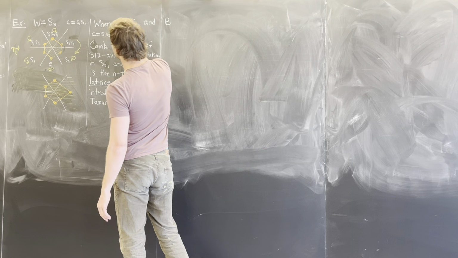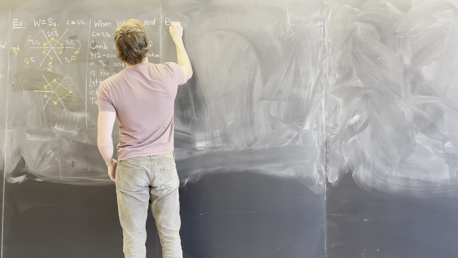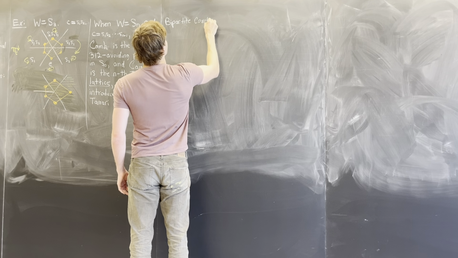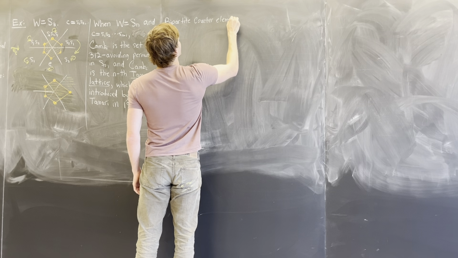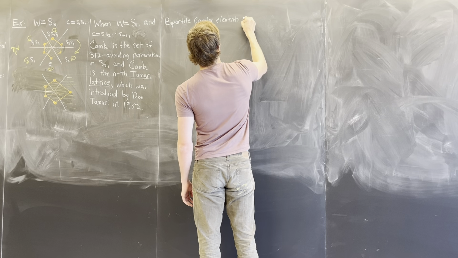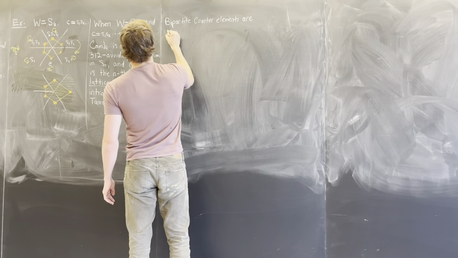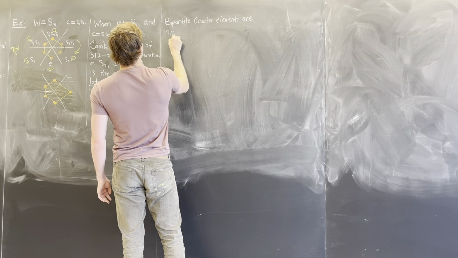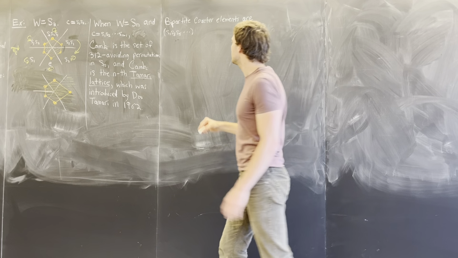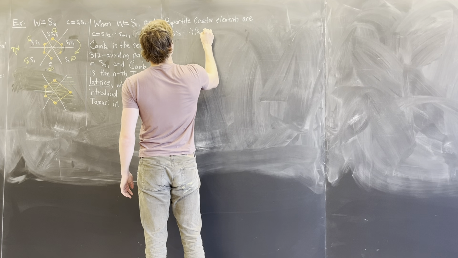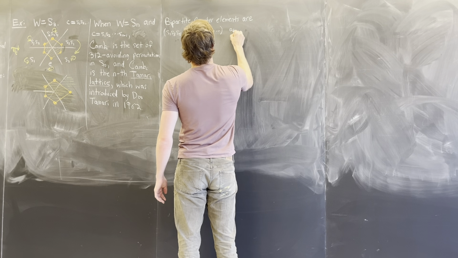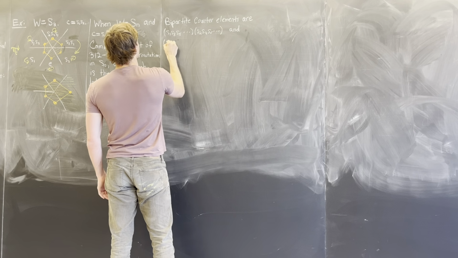You can do this with odd and then even, or you can do even and odd. So the bipartite Coxeter elements are, I could do S1, S3, S5, and so on, writing down all the ones with odd indices, and then the ones with evens. Or the other one is, if I just switch these.